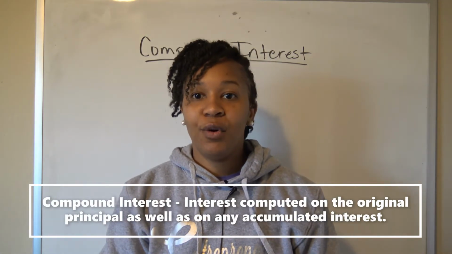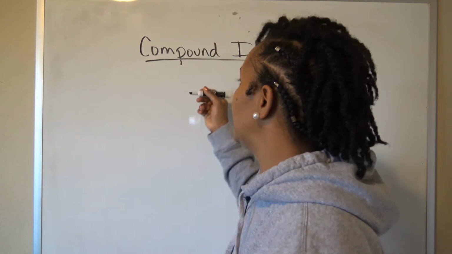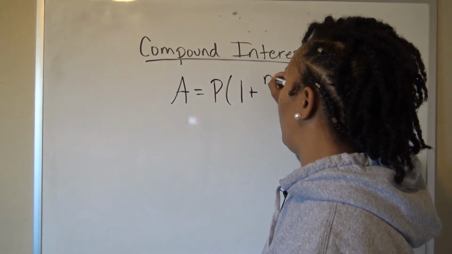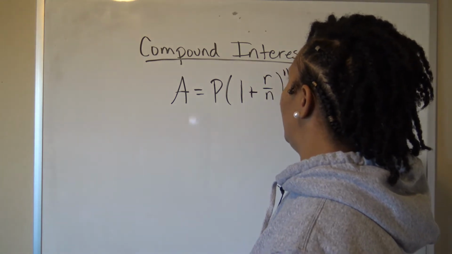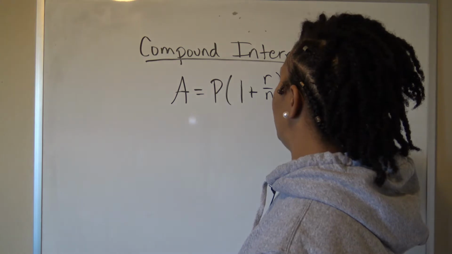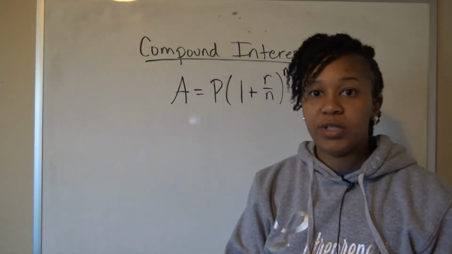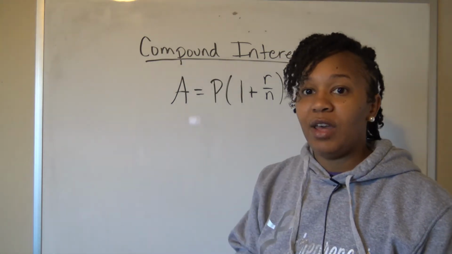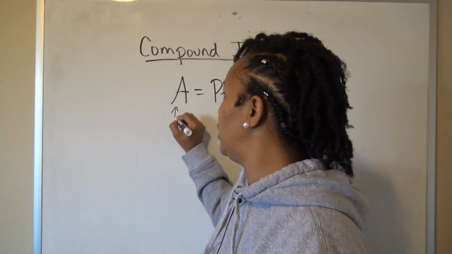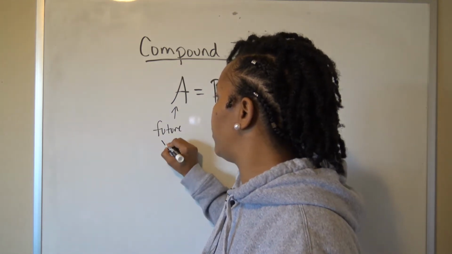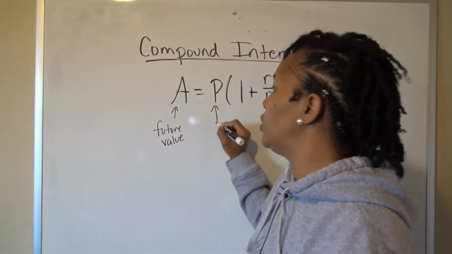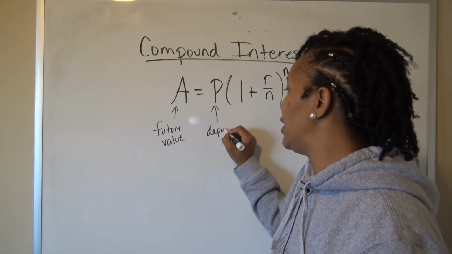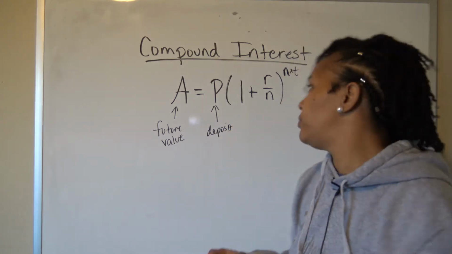Now the formula for compound interest looks like this. A equals P times (1 plus R over N) raised to the N times T. Now all of the variables here are the same except there's one new variable. Last time we had that A was the future value, and that's still the case here. A is your future value. P is the original amount of the deposit or the original investment amount. So we say that's the deposit amount or the original amount.